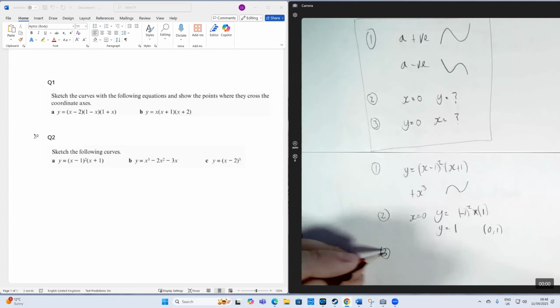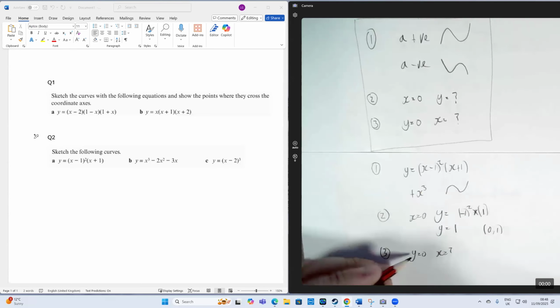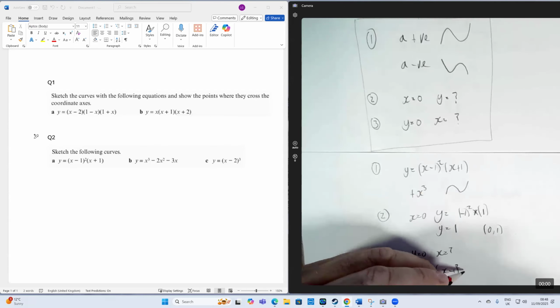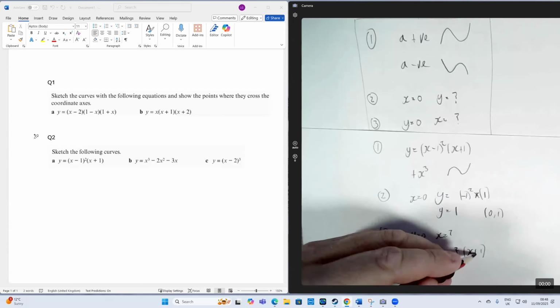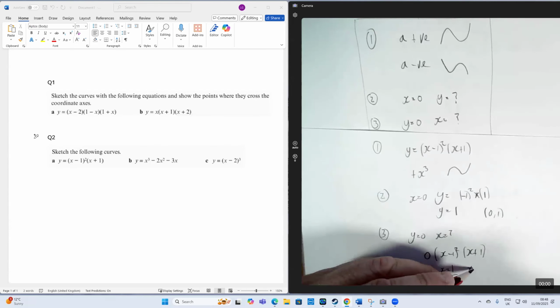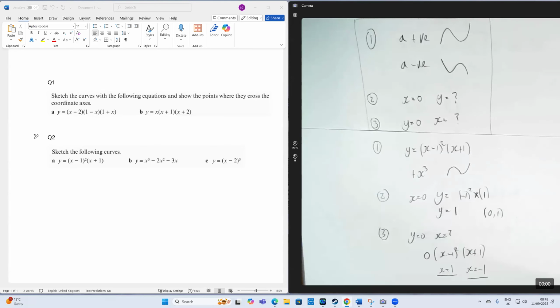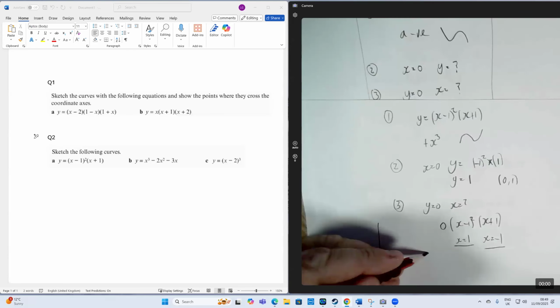Our third question is when y equals 0, what is the x? So we're going to have 0 equals (x - 1) squared times (x + 1). That's going to give us 2 solutions. They are x equals 1, which is our repeated root because of the squared, and x equals -1. Okay, so let's bring all that information together into a sketch now.